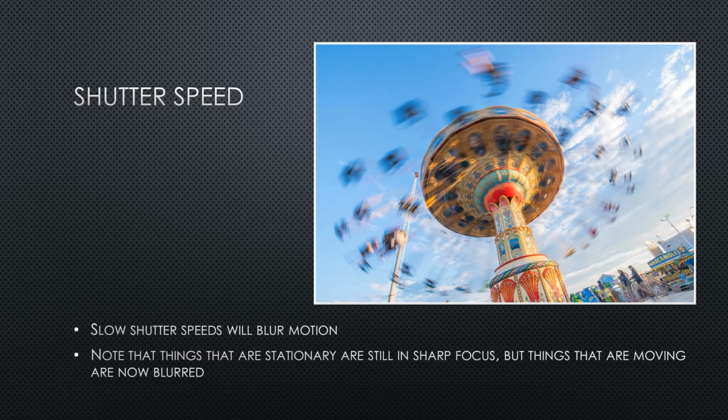Conversely, using a really slow shutter speed will allow you to accentuate motion. The faster an object is moving and the slower the shutter speed, the more blur that you'll get. Notice here that the people on the swing are moving much faster and therefore they are blurred. But the stationary object here in the center, the pillar that supports the entire swing, that's not moving. And so therefore it's recorded in sharp focus.